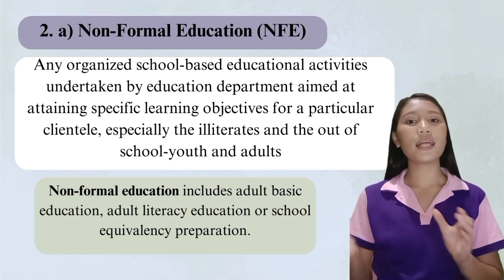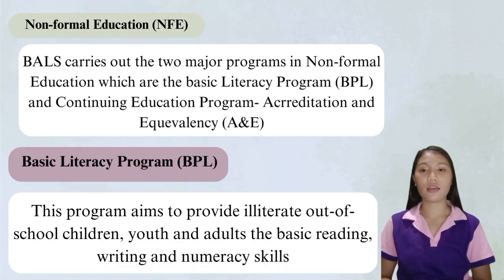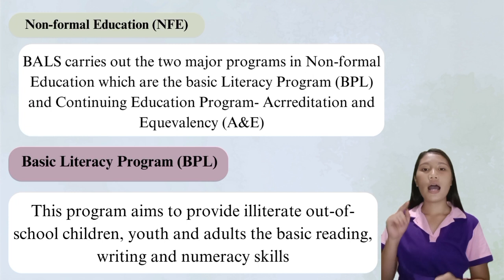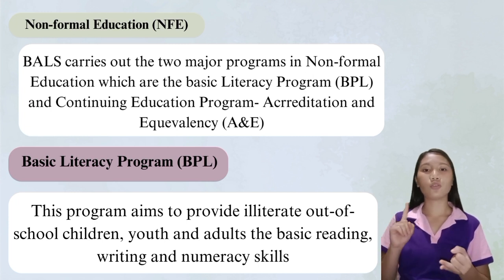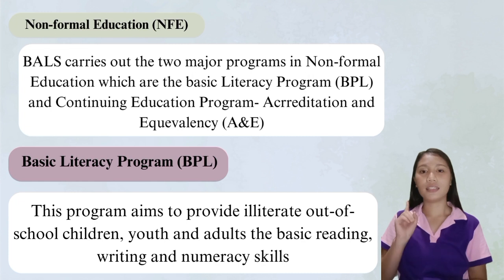As I have said earlier, there are two major programs in non-formal education, which are the Basic Literacy Program or BLP and Continuing Education Program Accreditation and Equivalency or A and E. So let us first discuss the Basic Literacy Program or BLP. BLP aims to provide illiterate out of school children the skills to write and to read, and also numeracy skills, knowing how to subtract and add.